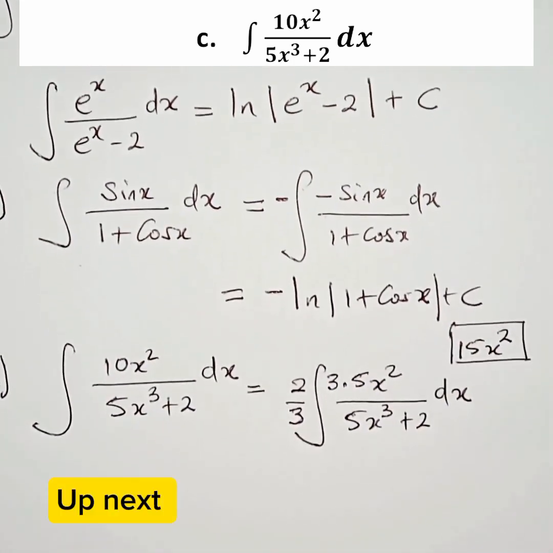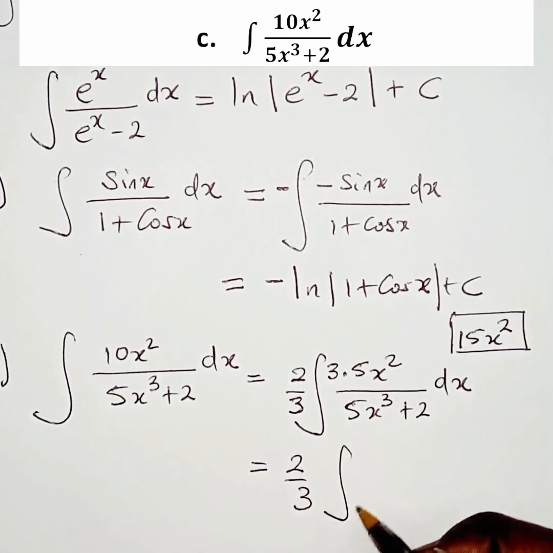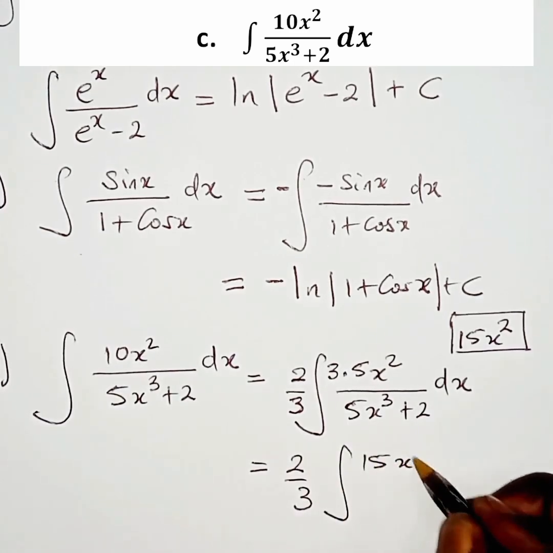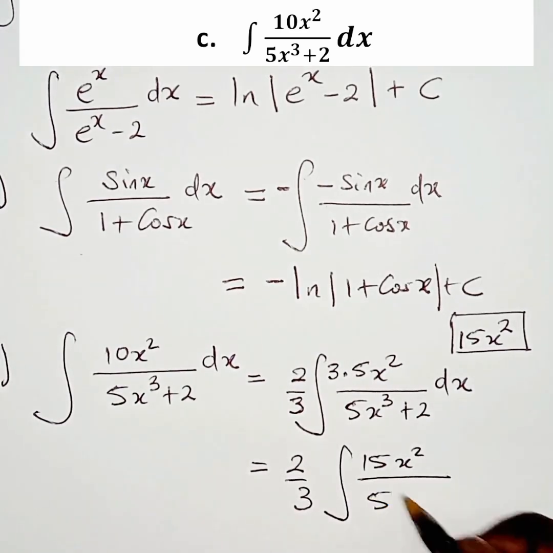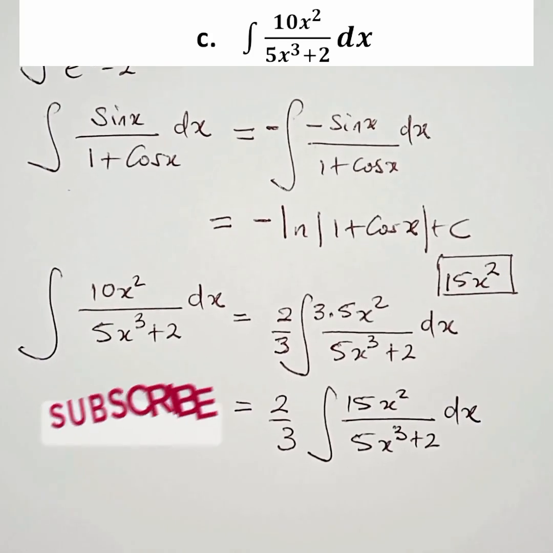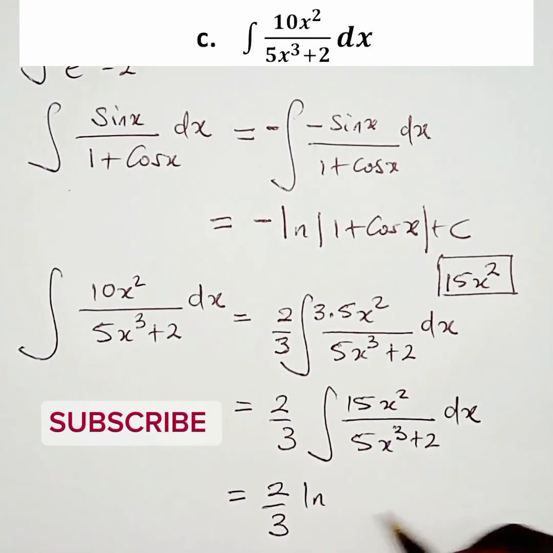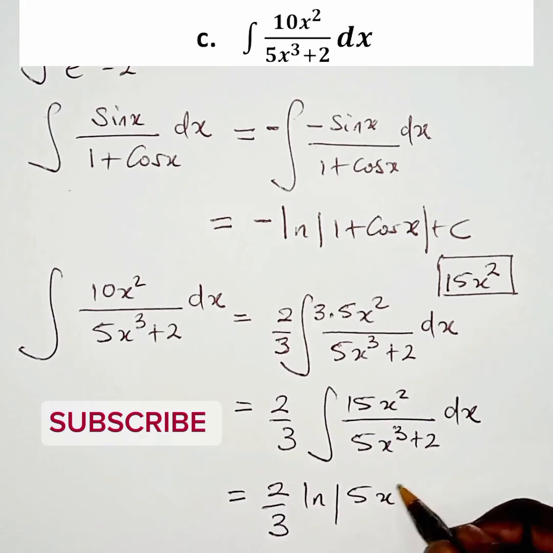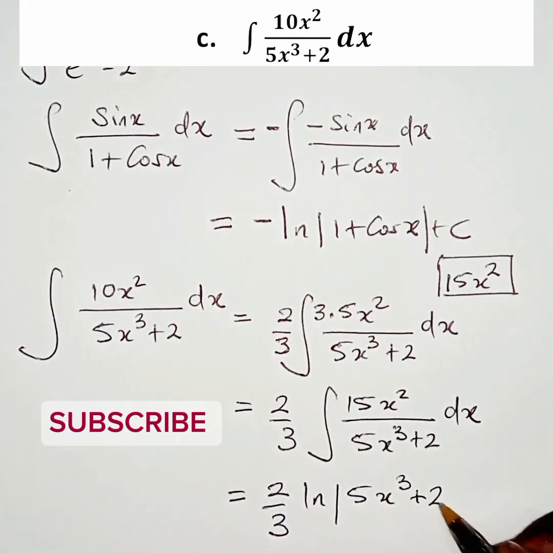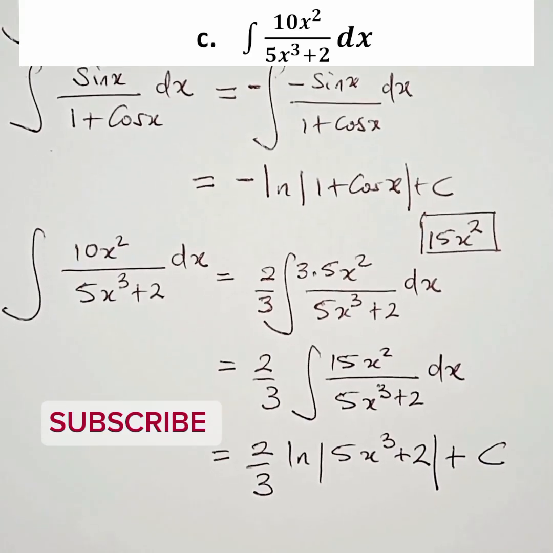All right. So we're going to say this is equal to 2 over 3, the integral of 15x squared over 5x to the power of 3 plus 2 dx. Now we've got what we wanted. Now we're going to use that formula up there. Then we're going to say this is equal to 2 over 3 ln|5x to the power of 3 plus 2| plus c, where c is an arbitrary constant.